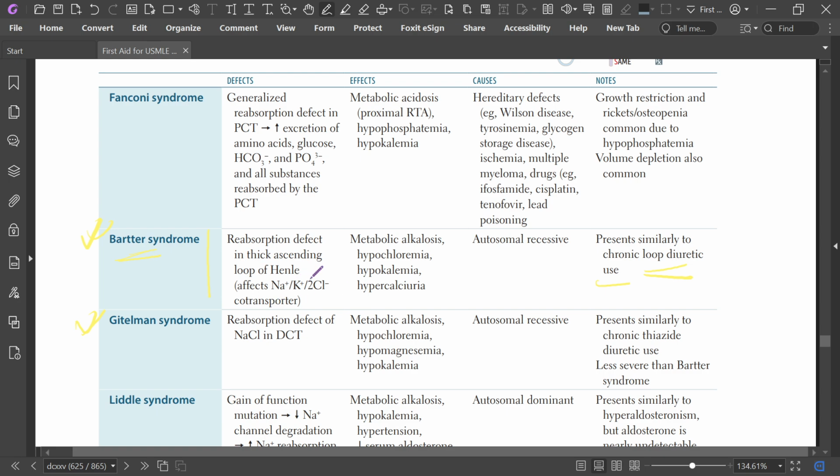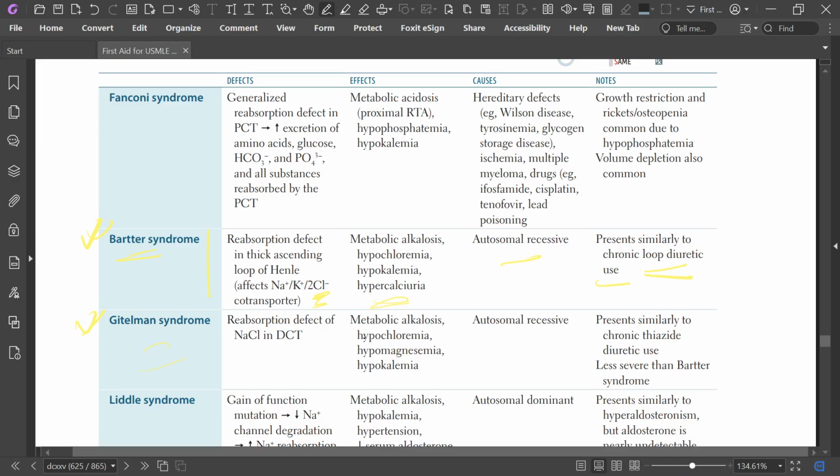What will happen in Bartter syndrome? In Bartter syndrome, there will be metabolic alkalosis. We have found that in Bartter syndrome there is metabolic alkalosis, hypokalemia, hypochloremia, and hypercalciuria. Got it? And it is autosomal recessive.